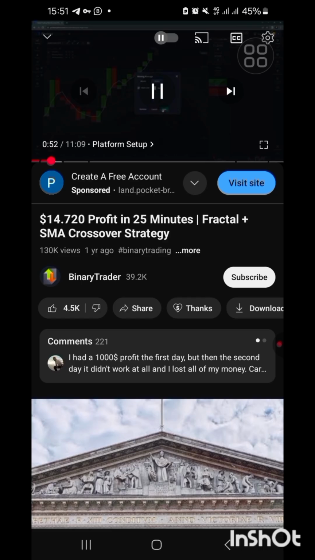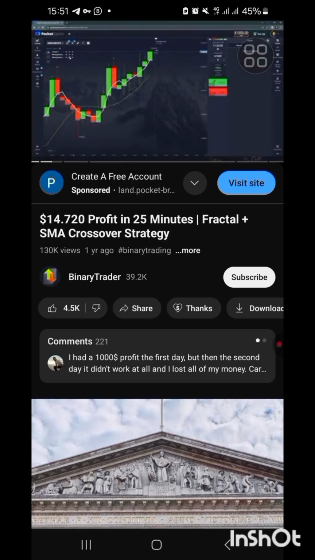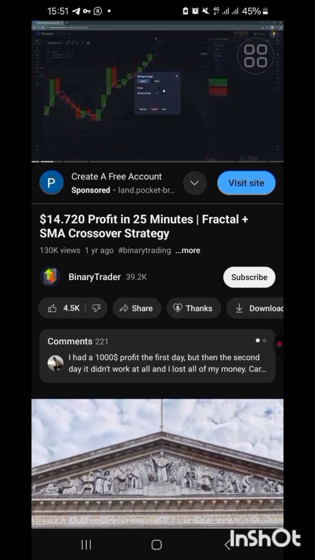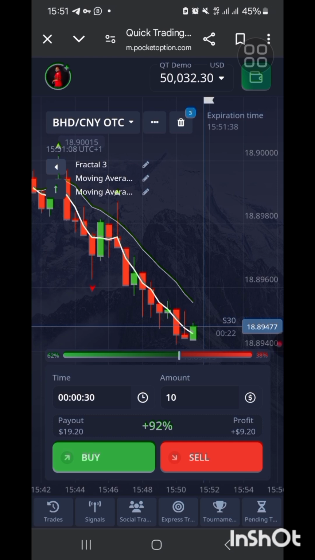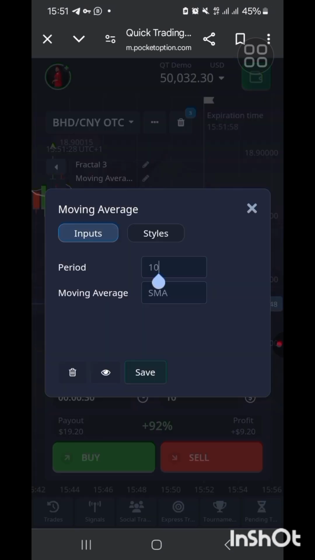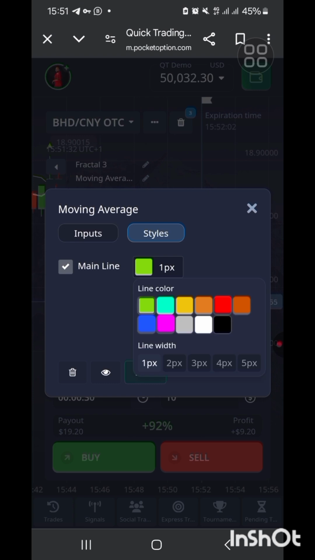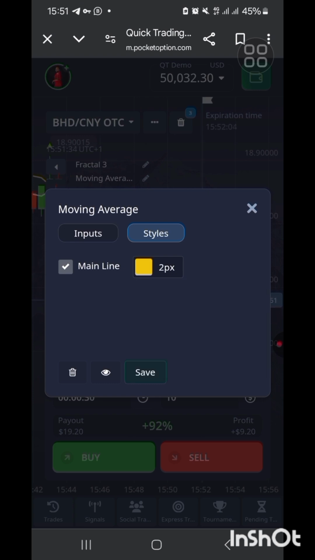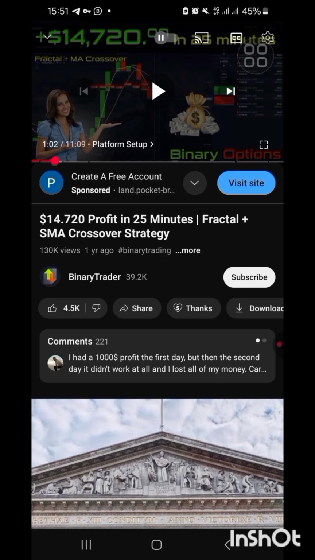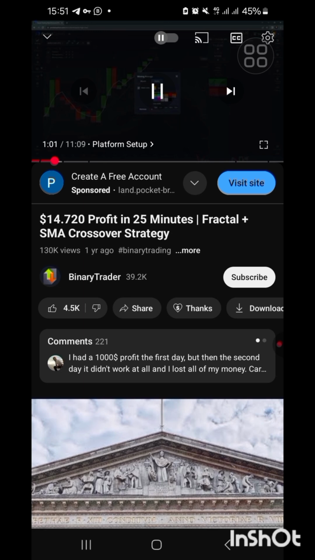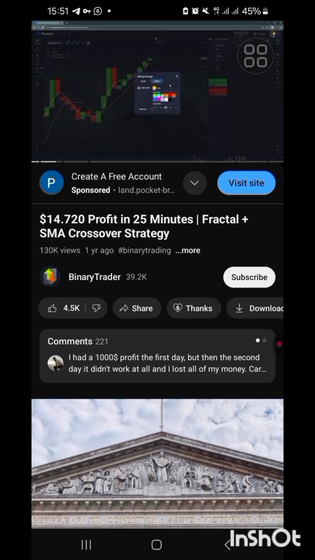Second moving average, what the setting is. For the other moving average I choose 7 as a period. I set the color to yellow. Okay, the second moving average, this setting is 7. So we change it. She said the color should be yellow and save. Now let's watch her take her trade. And make it wider too.